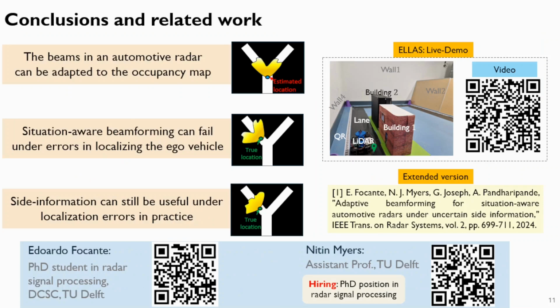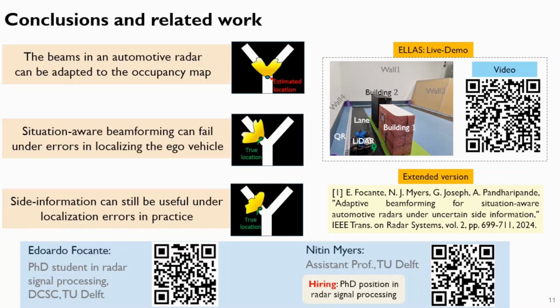So the punchline is that situation awareness is useful in adapting sensing, but it's also useful even under practical localization errors for the systems that we have today, okay? And on the right, you can see that we just did a live demo. You can take a look at the video over there if you missed it. That's for a LiDAR though. So we show how you can use situation awareness to adapt LiDAR sensing.